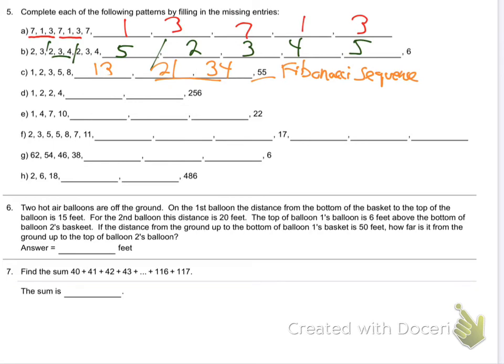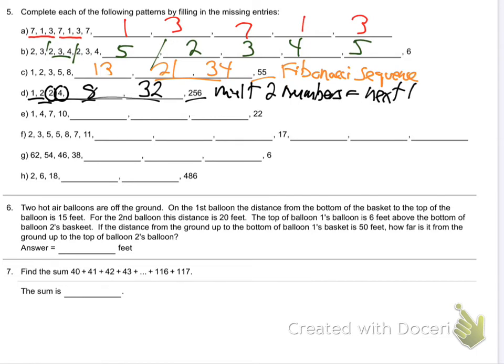All right, what's happening here? It's a strange one. Oh, it's multiplying, huh? 1 times 2 is 2. 2 times 2 is 4. 2 times 4 is 8. 4 times 8 is 32. 8 times 32, use your calculator, 256. It's right there. It's multiplying two numbers to equal the next number. And the Fibonacci is adding two numbers. All right, let's keep going here.